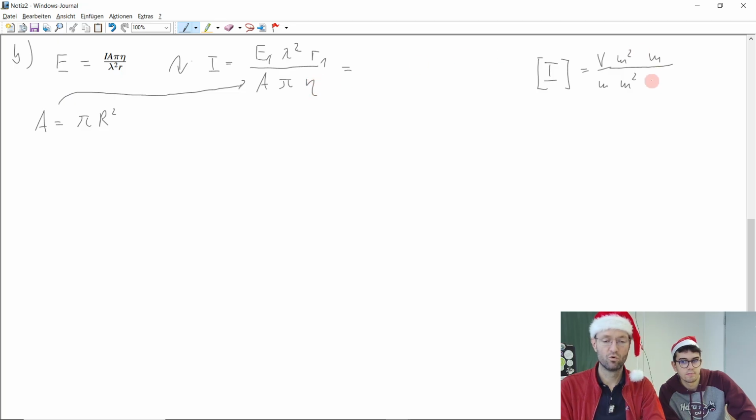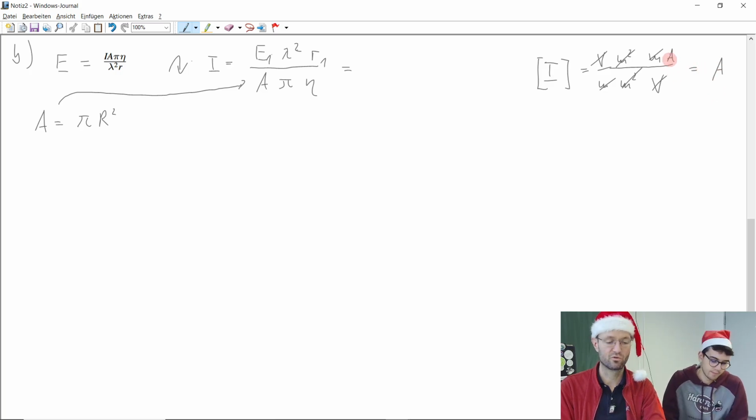we get ohm. And ohm is volt divided by ampere. And this fits because volt and volt will cancel each other, meter square and meter square and meter meter, and we get ampere, which perfectly makes sense for the current.